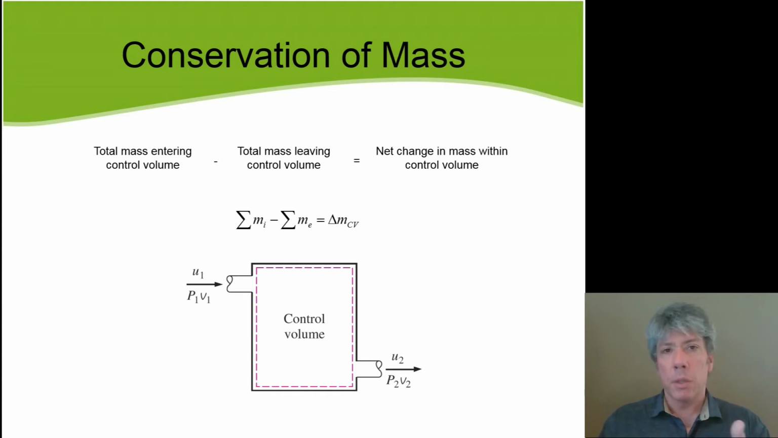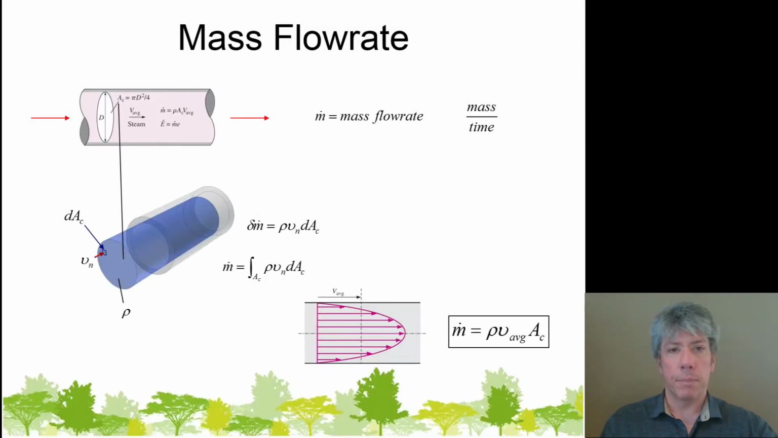And there could be multiple inlets. That's what the I stands for as a subscript. There could be multiple exits. That's what the E stands for. And the subscript CV stands for the control volume. What the mass balance says then is that all the mass that flows in minus all the mass that flows out equals the change in mass inside of the system or inside of the control volume.